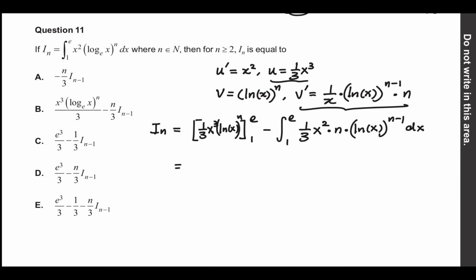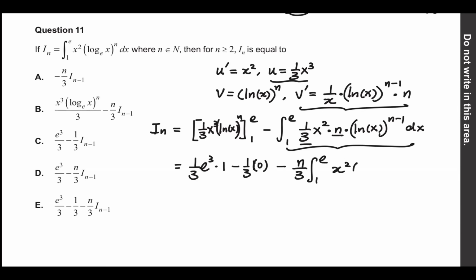Evaluating this, you'll be able to get 1/3 e to the power 3 times natural log e, which is 1, times 1, minus 1/3 times natural log of 1, which is 0. And then you just need to tidy up the second part. Say you take out the n, take out the 1/3, so n over 3, integral 1 to e, x squared natural log x power n minus 1 dx.